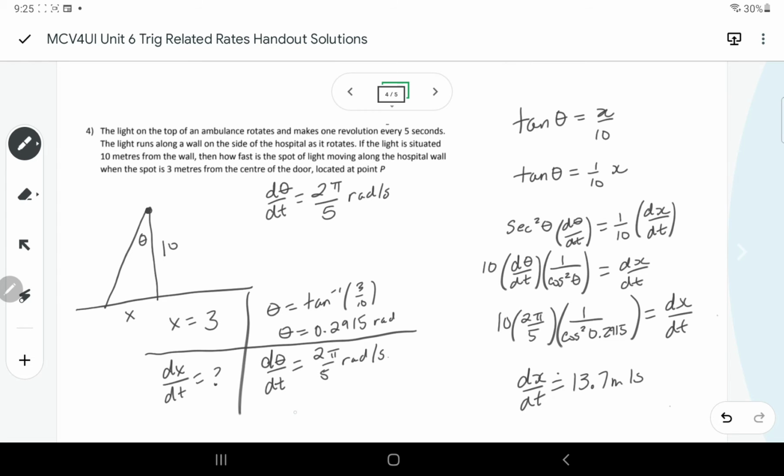So we can squeeze in a therefore. The light is moving at 13.7 meters per second along the building.